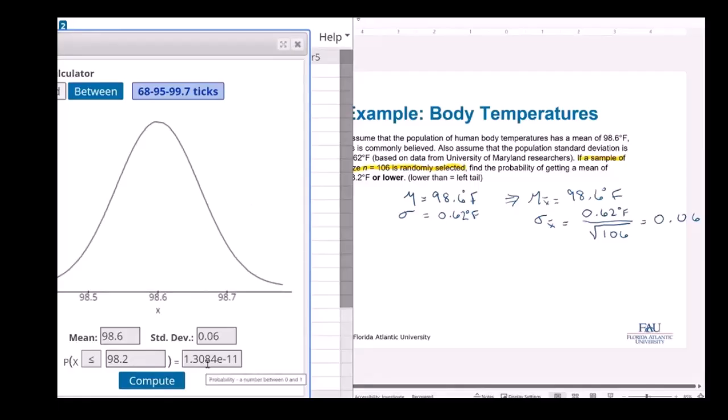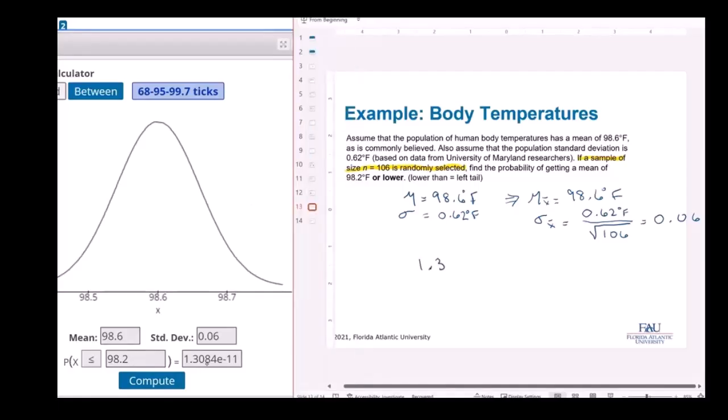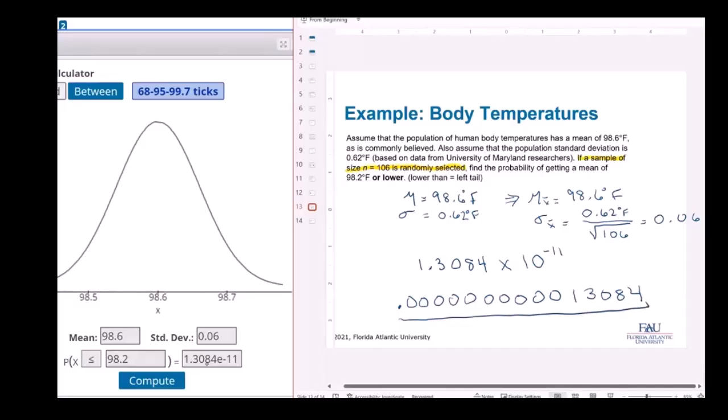And that number is 1.3084 E negative 11. What E means is actually scientific notation. It's the same as saying times 10 to the negative 11th power, which is the same as taking this value and moving our decimal place 11 places to the left. 1, 2, 3, 4, 5, 6, 7, 8, 9, 10, 11. That would be our value, which is 0% or 0 probability. Let's see what that means.